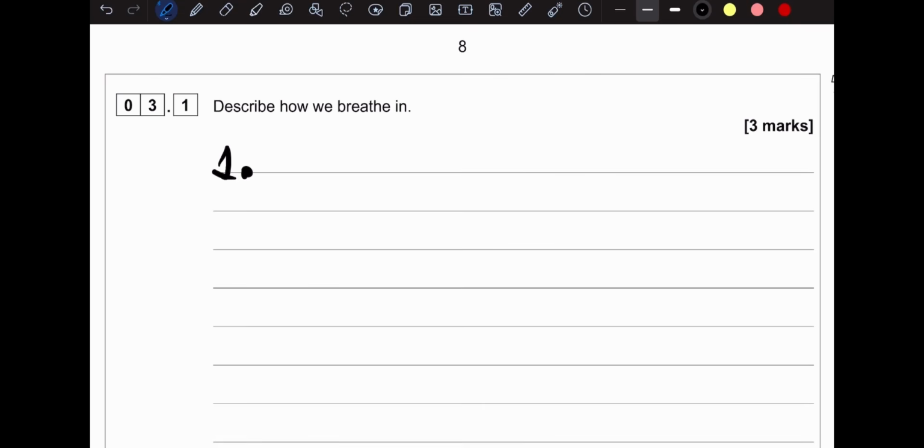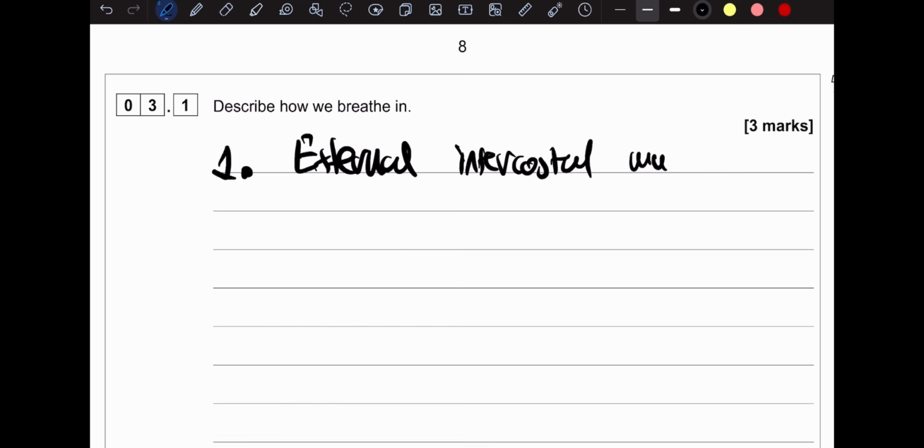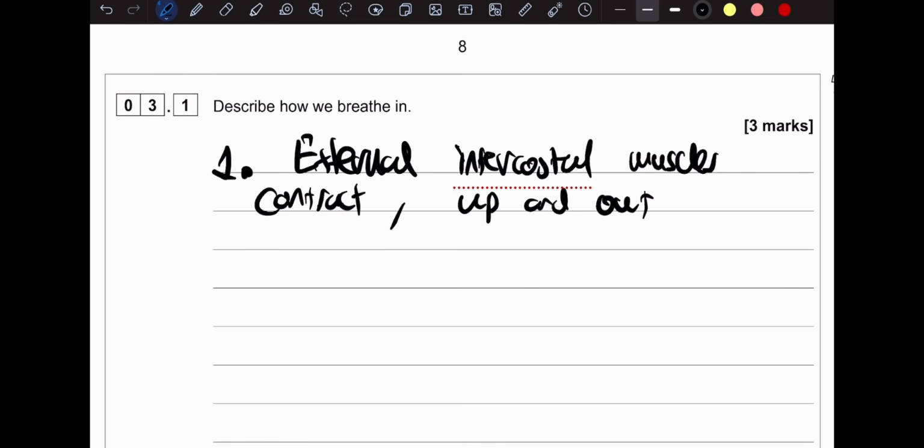In our ribs, we know we have these intercostal muscles, and we have these important ones called external intercostal muscles. What do they do? Well, these move our ribs upwards and outwards, right? So they contract and then our ribs go up and out. Okay? First idea.